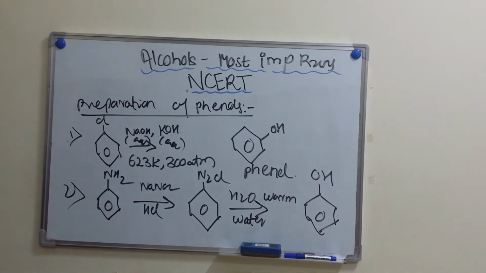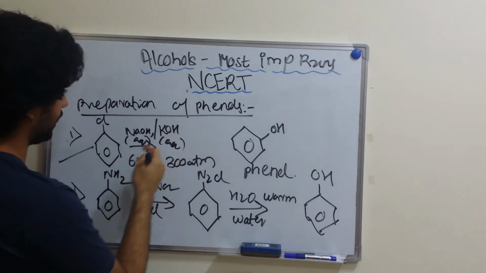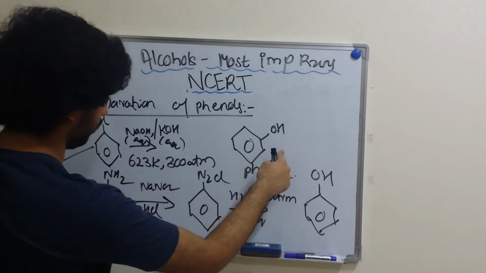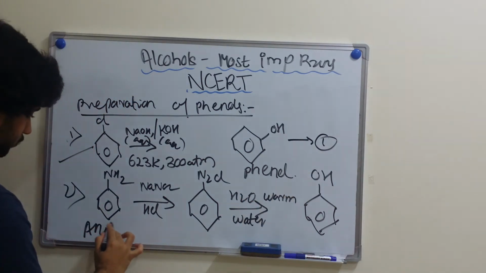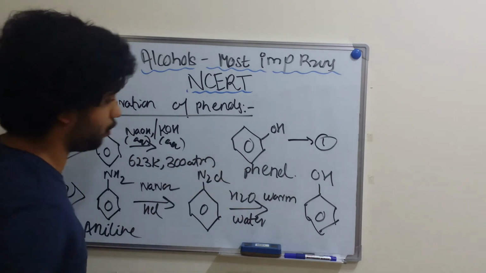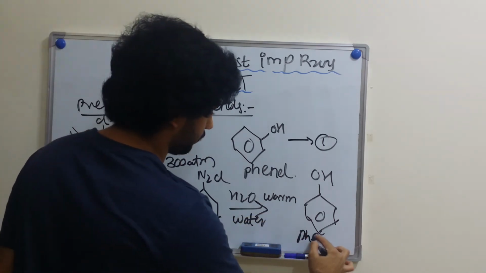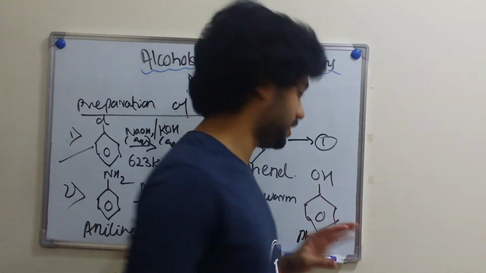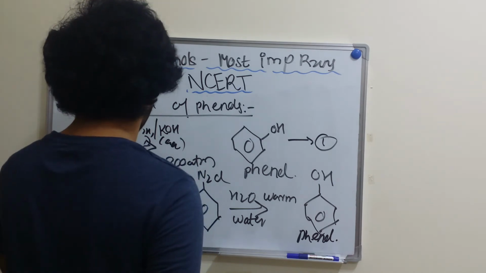So the first reaction is you take chlorobenzene, add aqueous NaOH or KOH, at 623 Kelvin and 300 atmosphere, and you end up getting phenol. This is reaction 1. Second, you take aniline and add NaNO2 under HCl. You get a compound called benzene diazonium halide, you add warm water, and you again end up getting phenol. The next most important is the Cumene process. So now let's see what is the Cumene process. It is also a part of preparation of phenols.